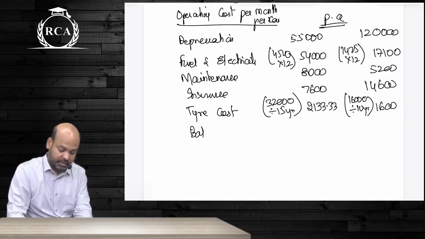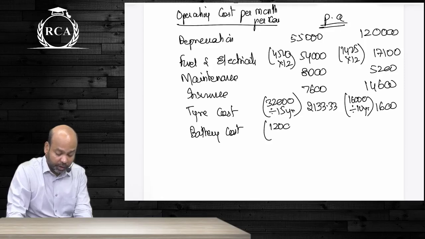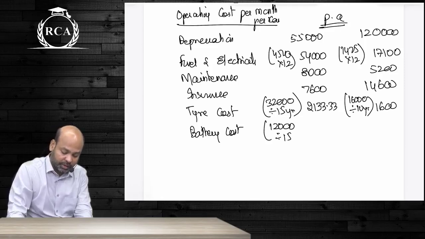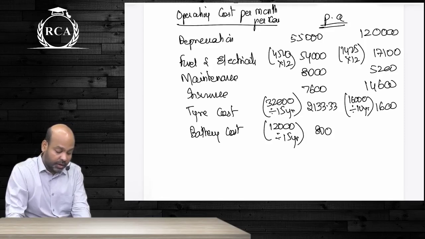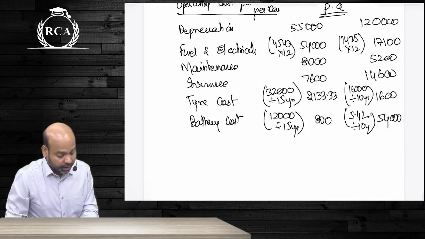Battery cost beta. In a span of 15 years I'm incurring 12,000 only. So 12,000 divided by 15 years. Here I'm incurring 5,40,000 guys over a span of 10 years. So that'll be 54,000.